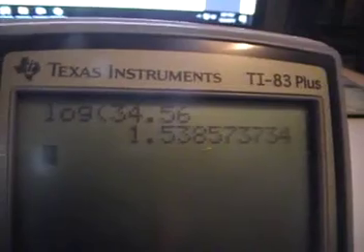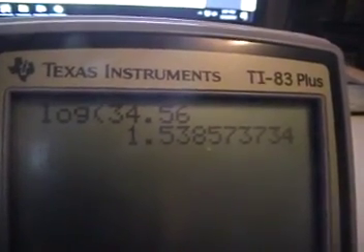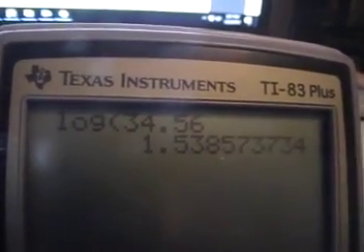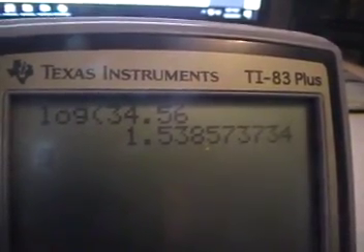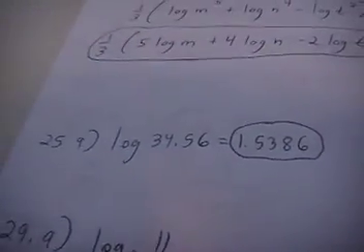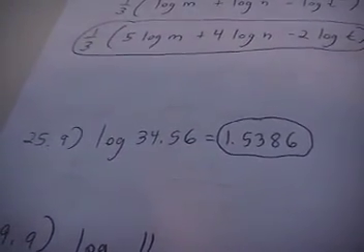So log of 34.56 is 1.53857. If you stop at the 4th place where the 5 is, there's a 7 after that, so we have to round that up to 1.5386, which is the answer to 25a. 1.5386.